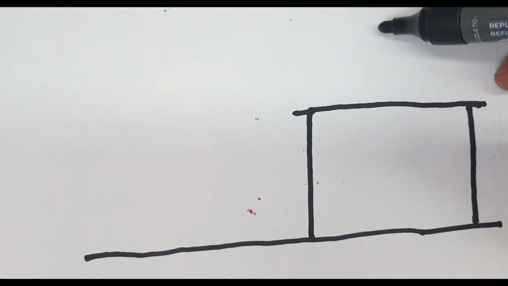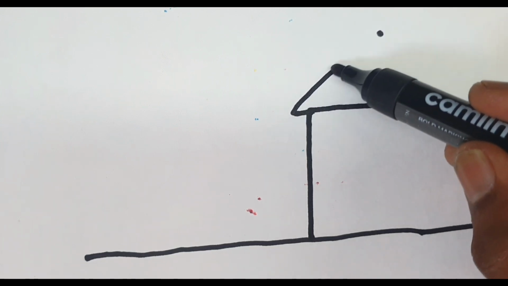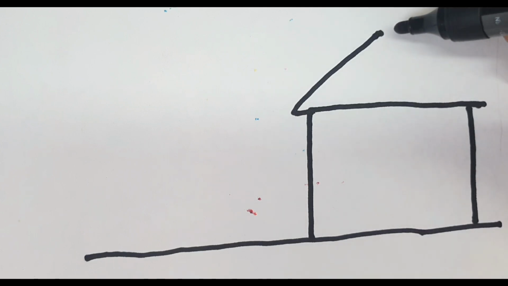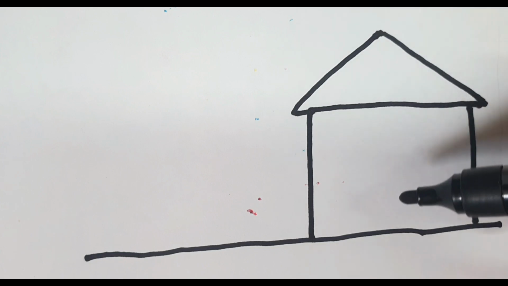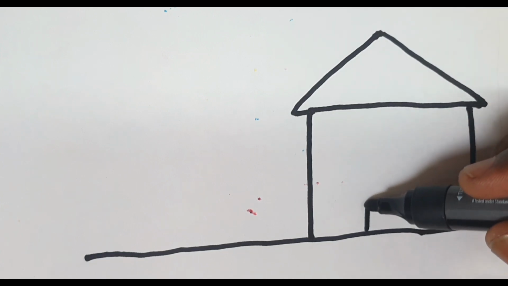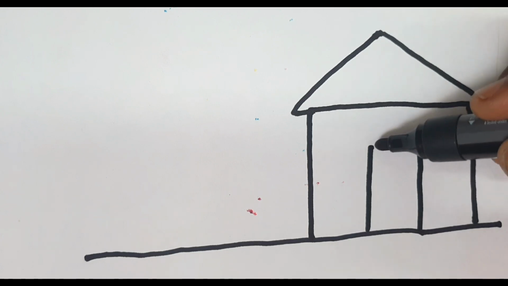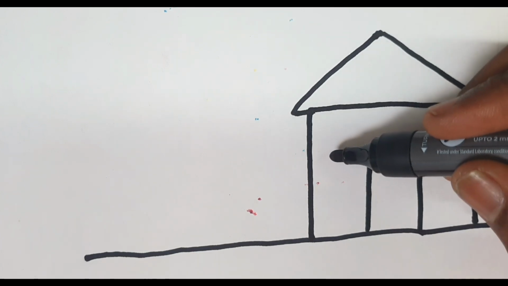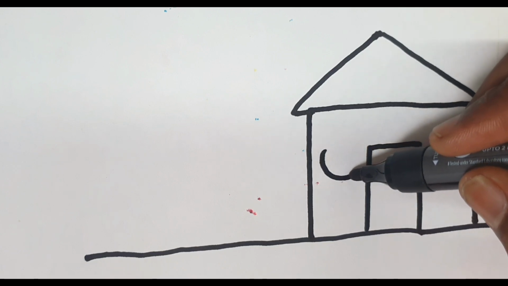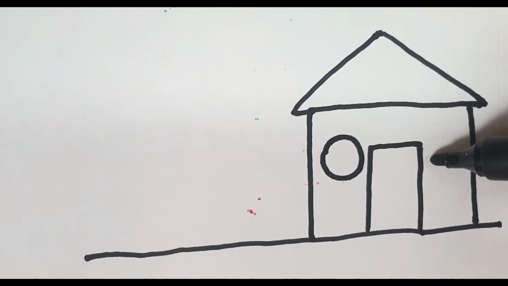Okay, do here one dot. Join this line and this line. Okay, then a small rectangle like this. Join this one. Okay, then draw one round, small round like this, and small rectangle.